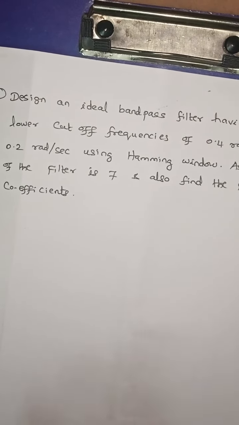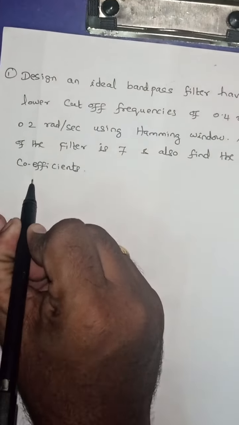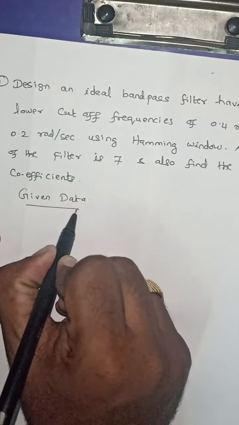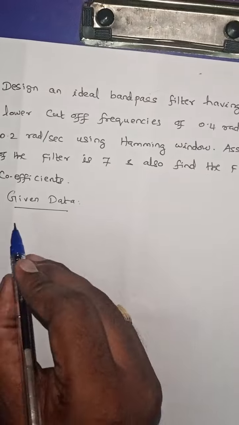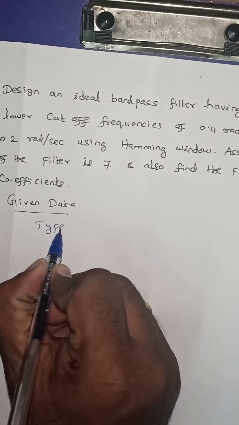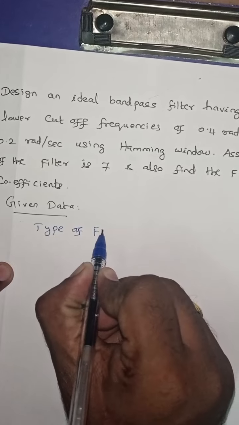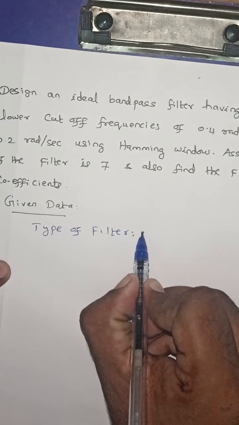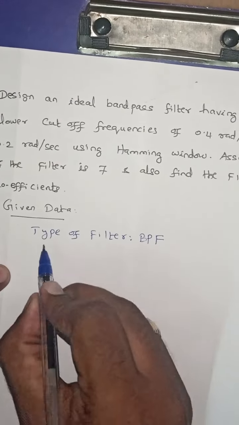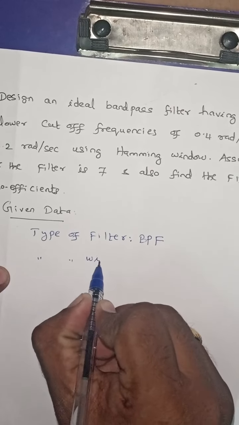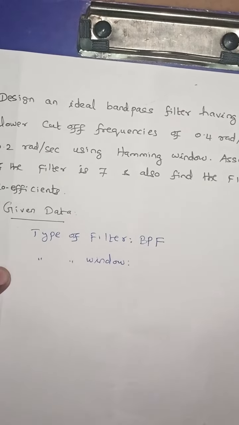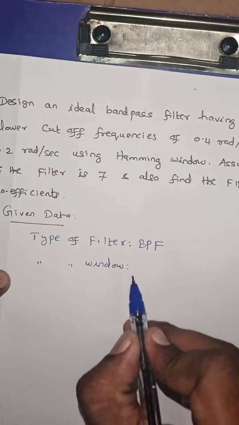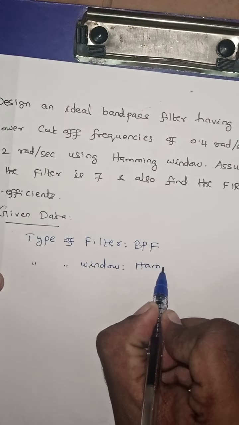First of all, we have to write the given data. What is the type of filter? The type of filter is band pass filter, so write it as BPF. And the type of window: we already know we have four types of window, that is Hanning window, Hamming window, Blackman window and rectangular window. Here we are asked to perform this problem using the Hamming window. So the type of window is Hamming.